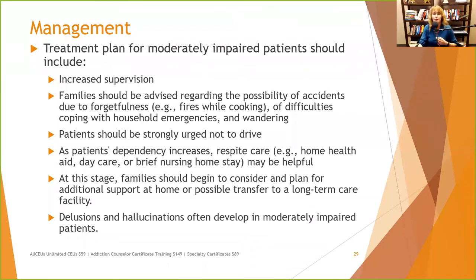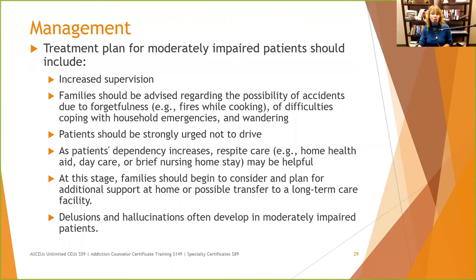For the moderately impaired patient, you're going to increase supervision. Families need to be advised regarding the possibility of accidents due to forgetfulness, like leaving the stove on and starting a fire, or, that's probably one of the most common ones, or difficulty coping with household emergencies and wandering. So if a pipe breaks in the house and there's suddenly a flood, the person may not know what to do and the house may flood.